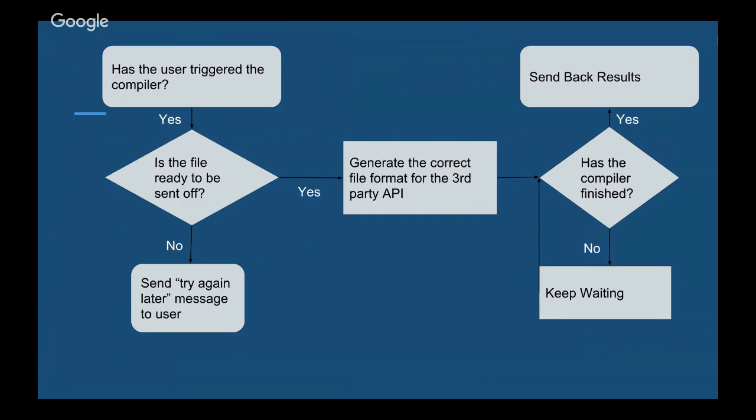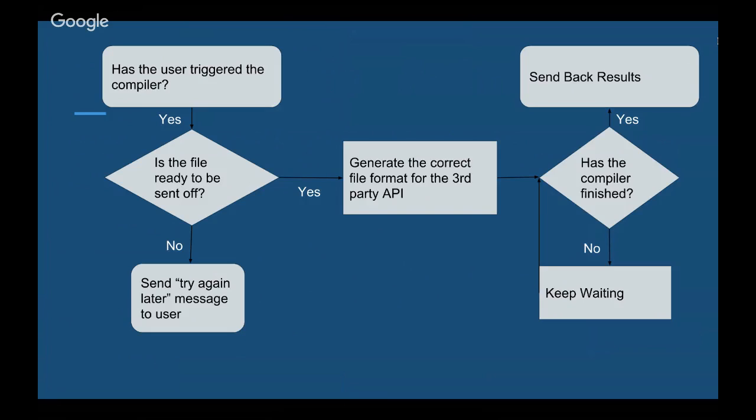Basically this starts with the terminal: how does the user trigger the compiler? And if so, yes, we go to the next part, which asks is the file ready to be sent off? Whether yes or no, we continue to format. If it's yes, we generate the correct file format for the third-party API, and we determine whether the compiler is finished, and then we send back the results. If the answer is no, we would send a try again later message to the user because the file isn't ready to be sent off yet.